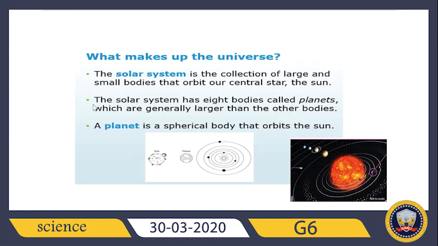So if you cross the solar system beginning at the sun, you will encounter 8 large bodies, and these bodies are called planets. A planet is a spherical body, as you can see here, that orbits the sun. Planets are generally larger than other bodies in the solar system.